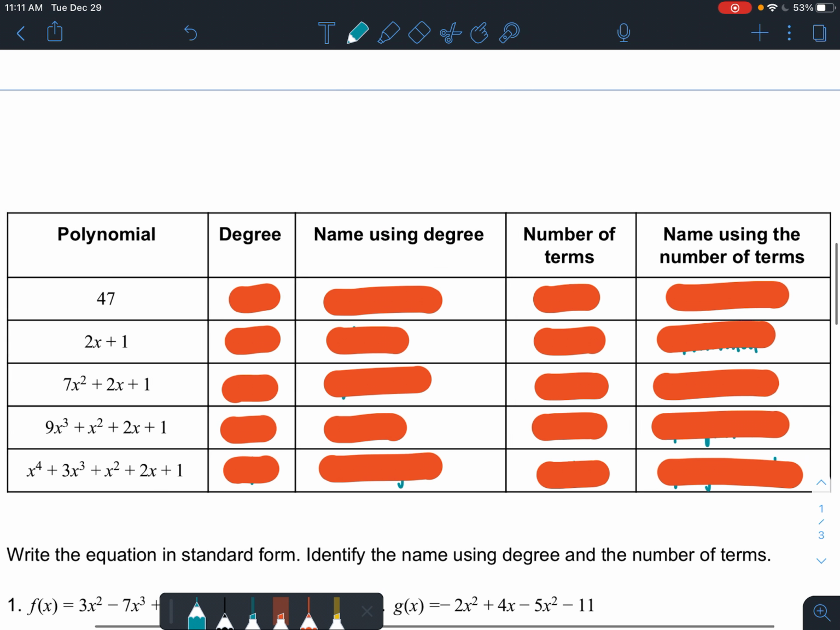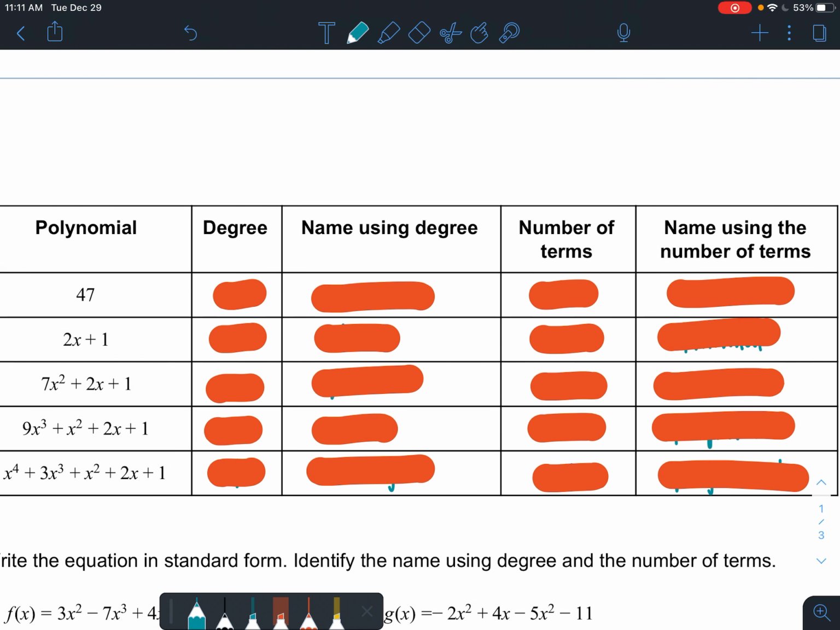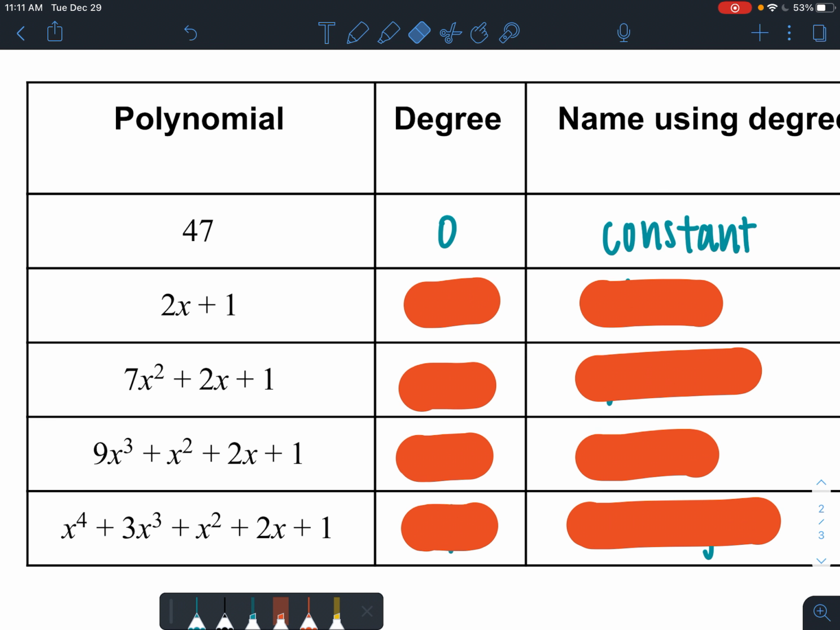So we're going to fill out this chart here so that we know how to name our functions. So if I have a degree here, I don't have any variables, therefore it has a degree of 0. Now if I have a degree of 0, it is called a constant. Next up, this one here, I just have a variable, no exponent, but it has an invisible 1, so its degree is 1. We call that a linear function.